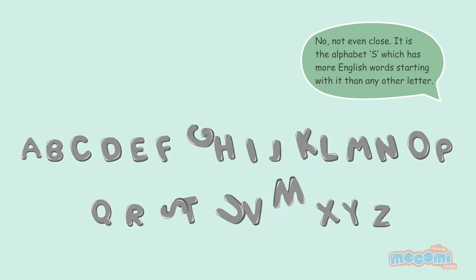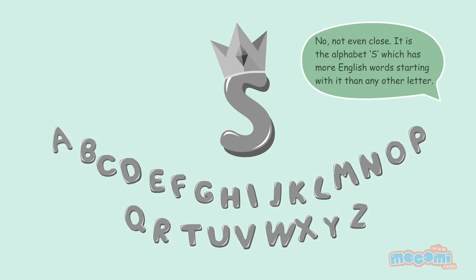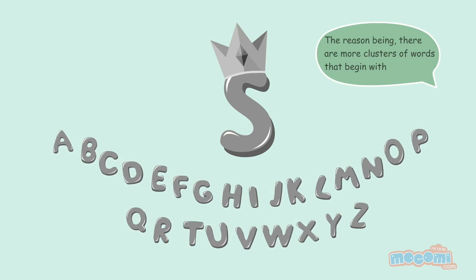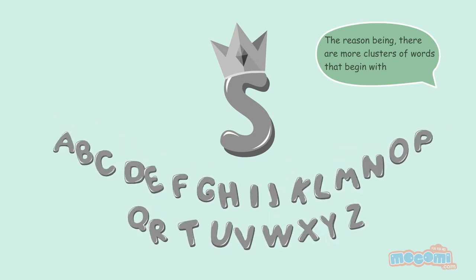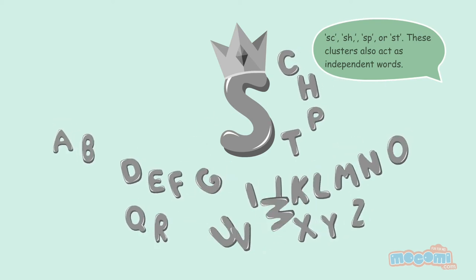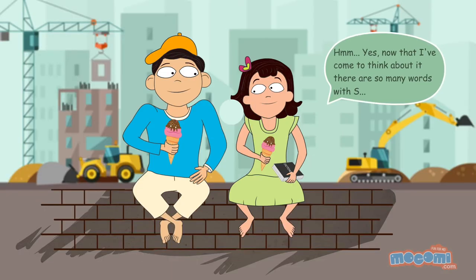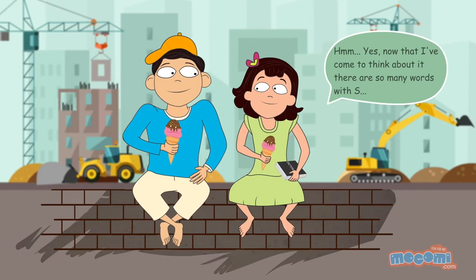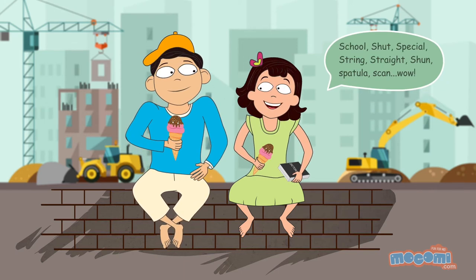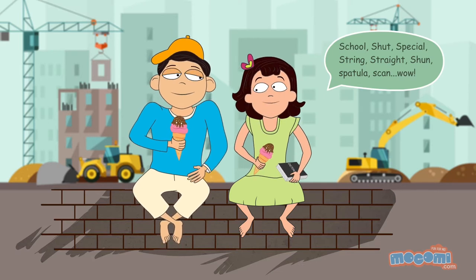No, not even close. It is the alphabet S, which has more English words starting with it than any other letter. The reason being, there are more clusters of words that begin with SC, SH, SP or ST. These clusters also act as independent words. Yes, now that I've come to think about it, there are so many words with S. School, shut, special, string, straight, shun, spatula, scan. Wow!